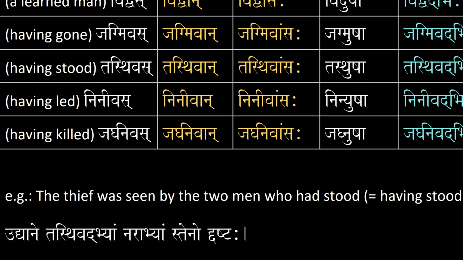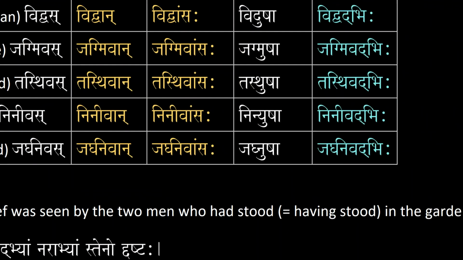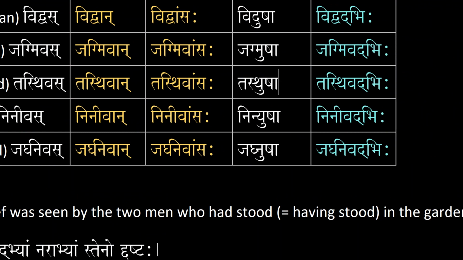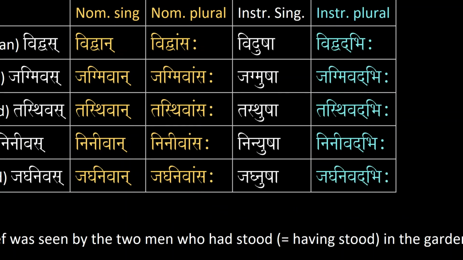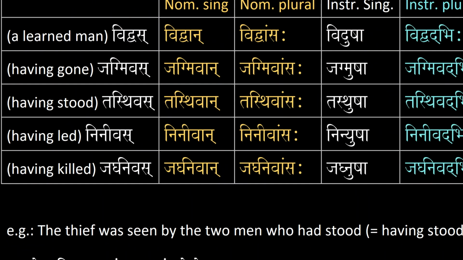Then for having led, we have ninivas. So for nominative singular and nominative plural, strong stem, we have ninivan and ninivan saha. Instrumental singular weak stem, we have ninyusha. Then we have instrumental plural, middle stem, ninivadbhi. Notice that the vadbhis are consistent for all the instrumental plurals. Notice how the sha is being used for the instrumental singular, and the vansaha and the vans for the strong stems.